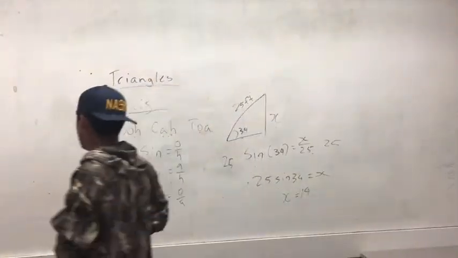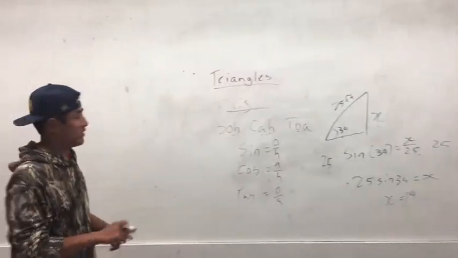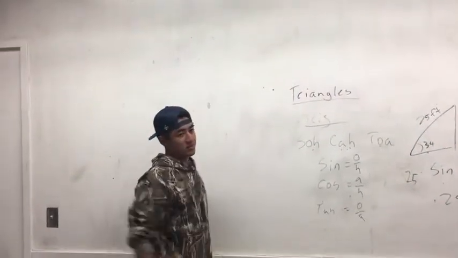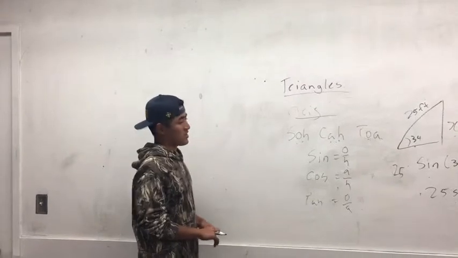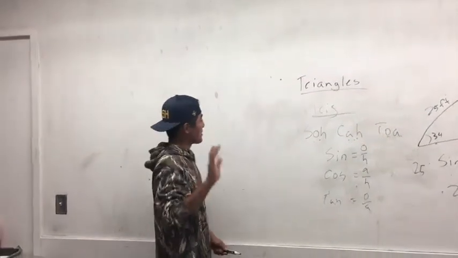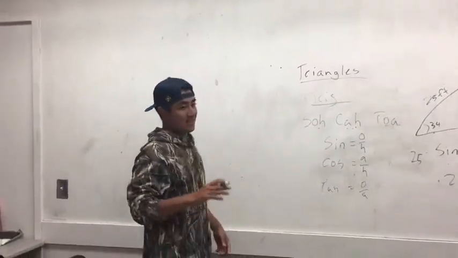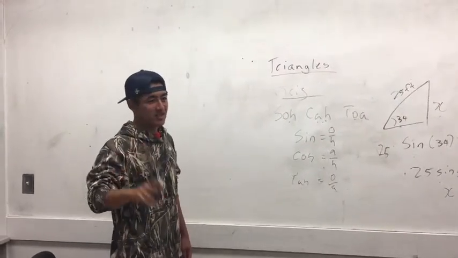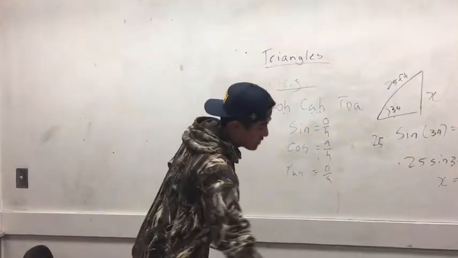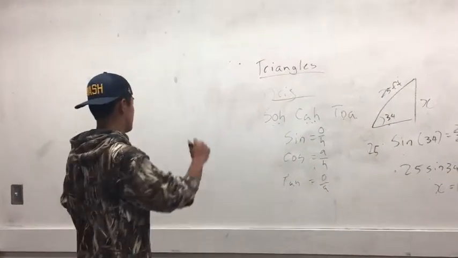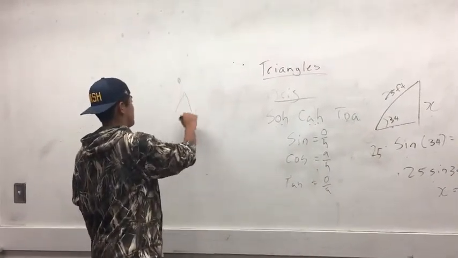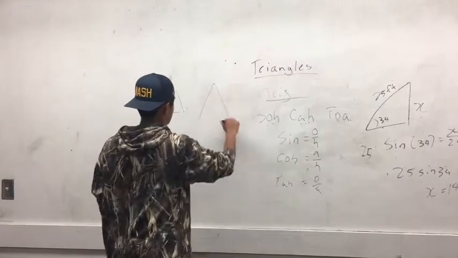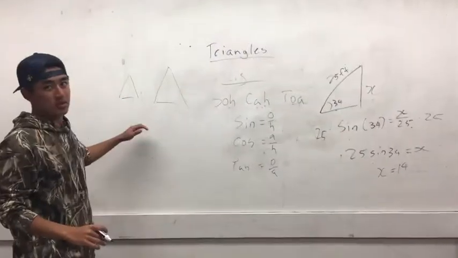Now we're going to be talking about similar triangles. Very fun. So similar triangles is triangles with corresponding sides. No, actually, I take that back. It's proportionate sides and corresponding angles. So let me draw this out so it's a little easier to understand. Okay. So this would be a similar triangle.